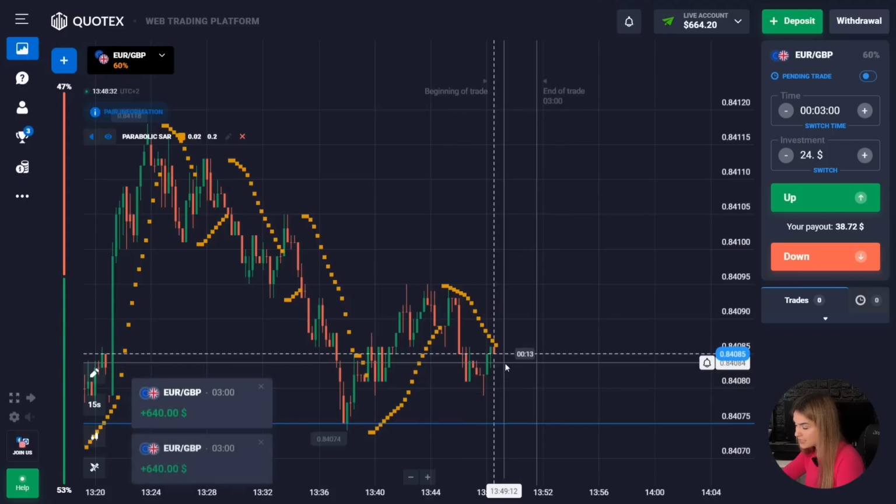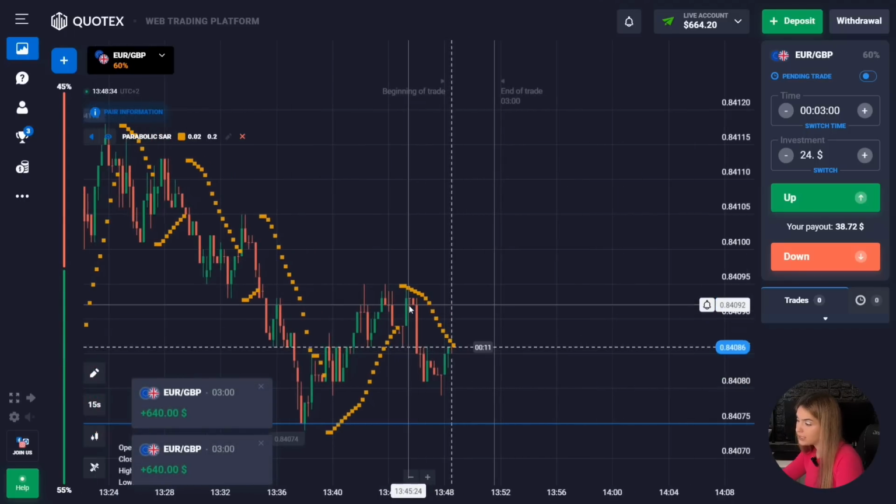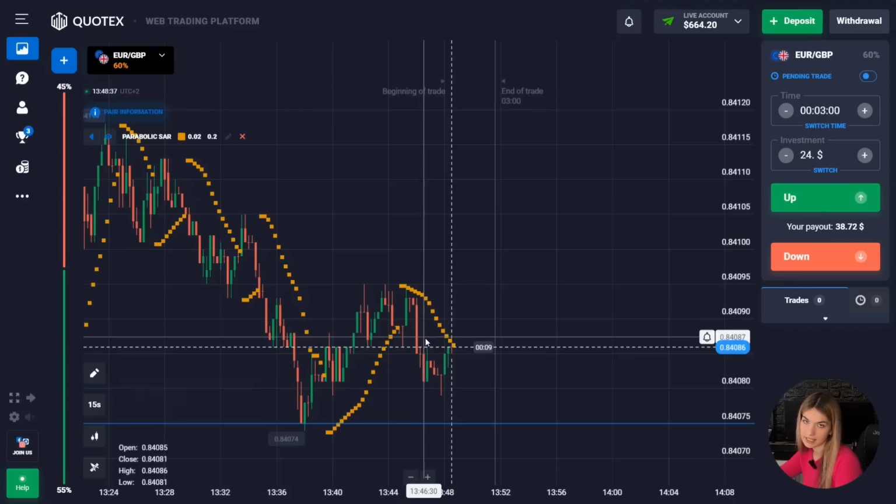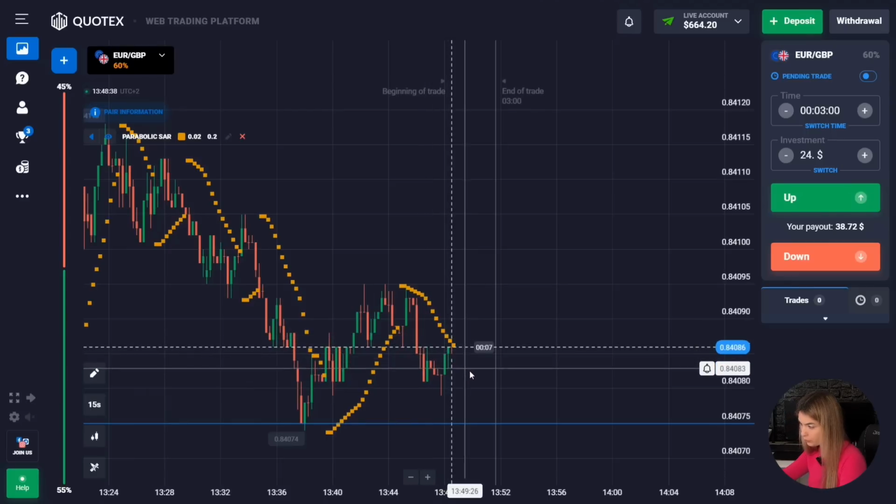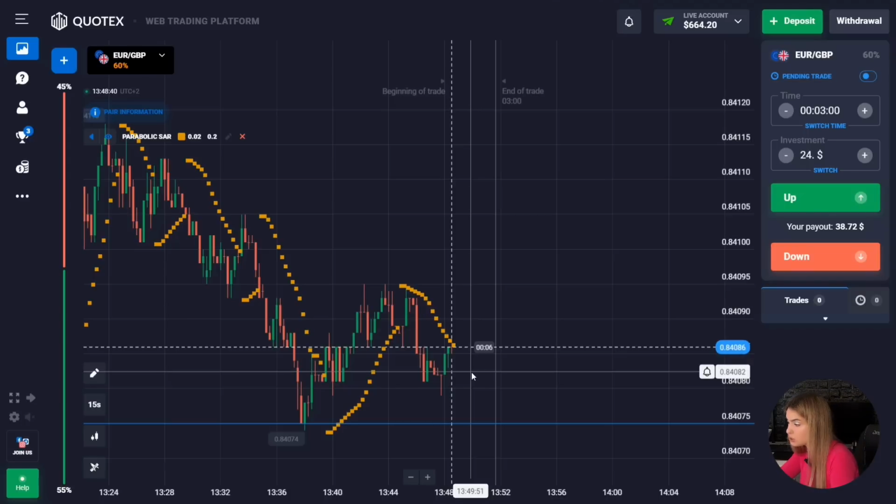Great guys, the price continued to move downwards and we made a profit here. As you can see, the indicator again helped us to determine the further price movement. This situation really works well guys. Let's continue and find another situation on the market.